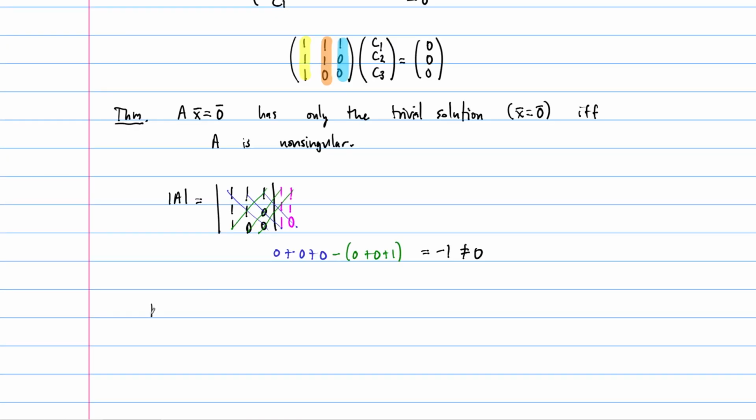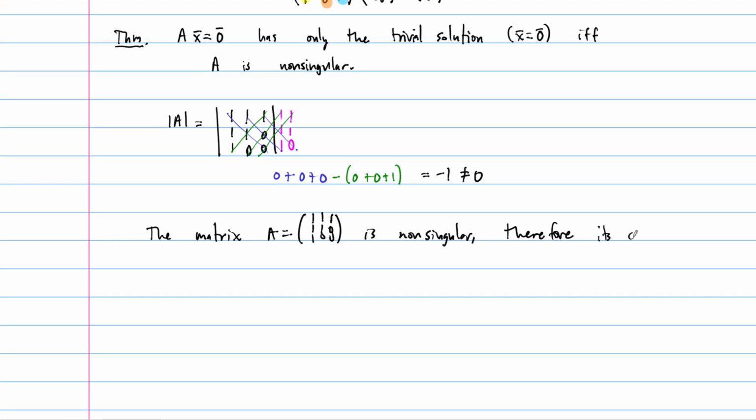All right? So the matrix A equals 1, 1, 1, 1, 1, 0, 1, 0, 0 is non-singular, and therefore its columns are linearly independent. This is the result here. So these are linearly independent.